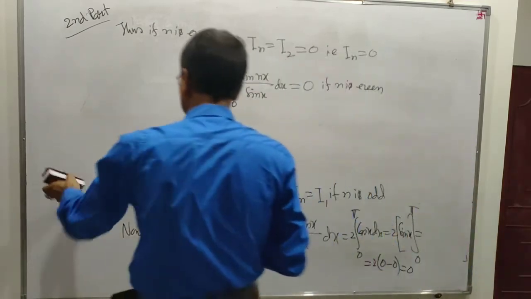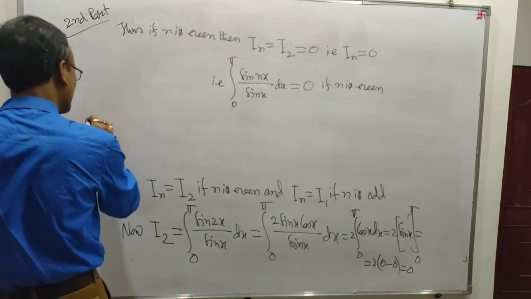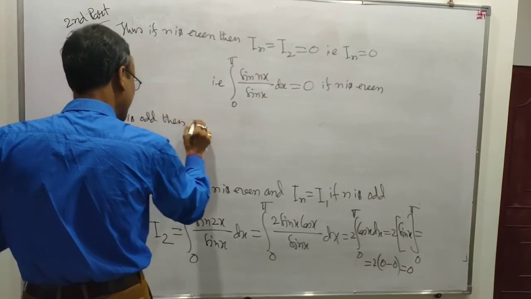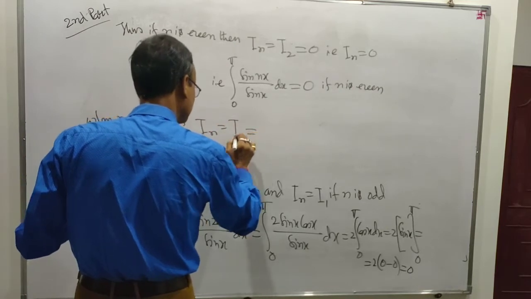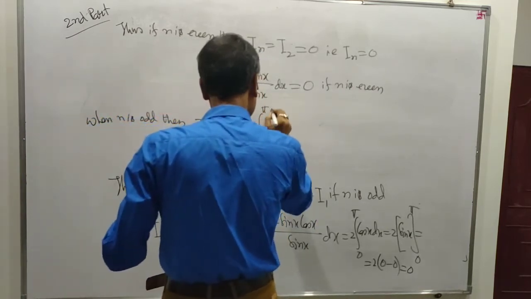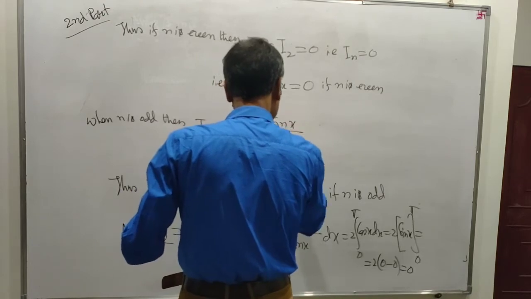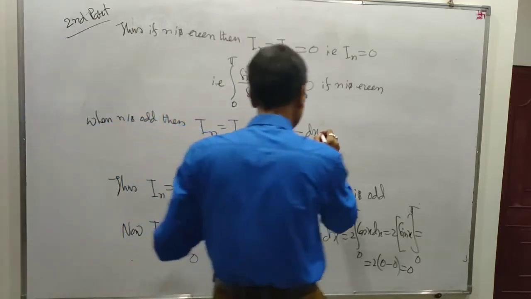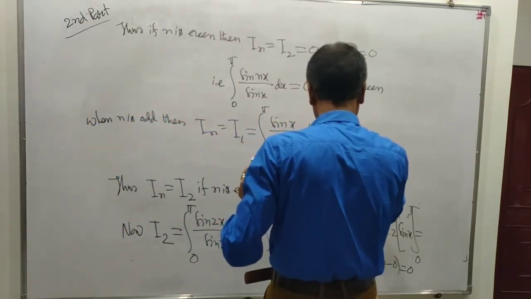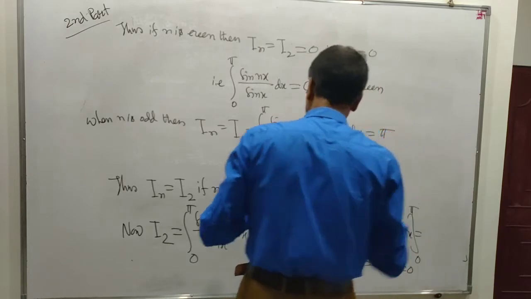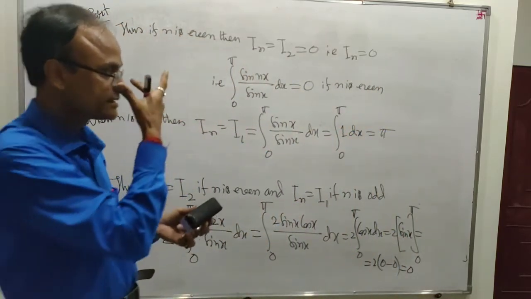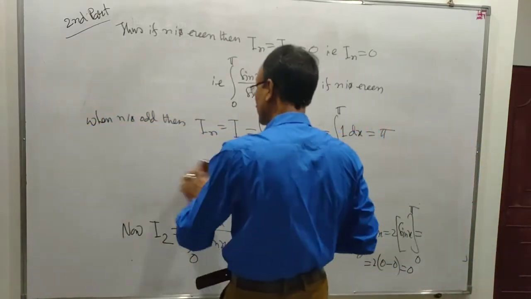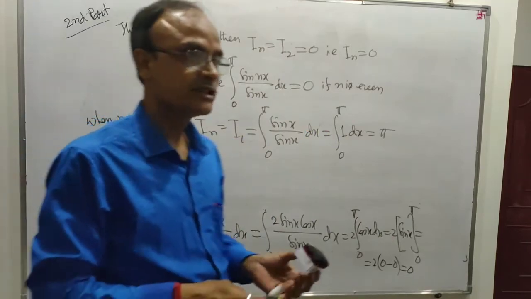Now case 2, when n is odd. Then I1 is equal to integral 0 to pi sin nx divided by sin x. For n equal to 1, this is equal to integral 0 to pi 1 dx, which is equal to pi. The answer is equal to pi. Thus, when n is odd, this is equal to pi.